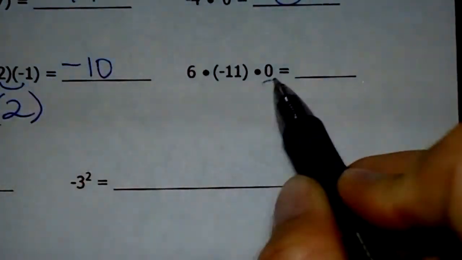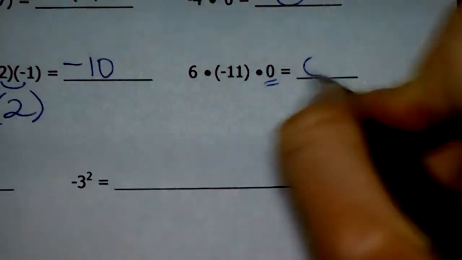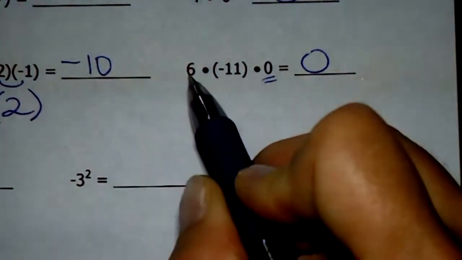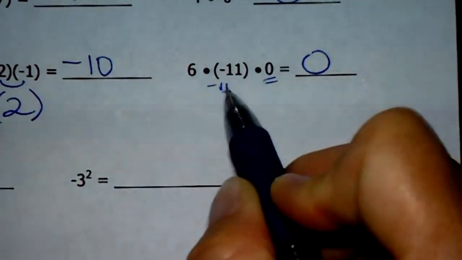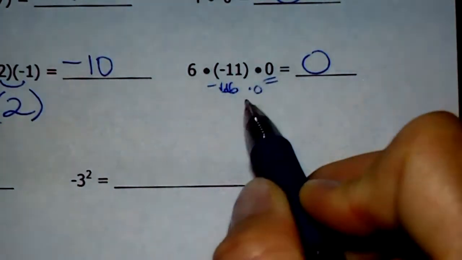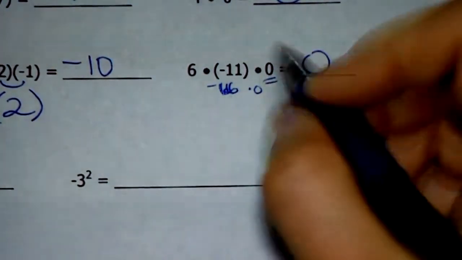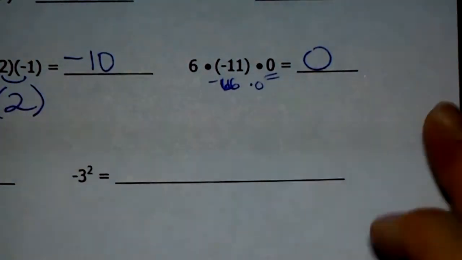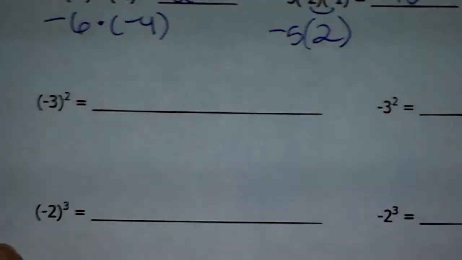Here I see a 0 and it's multiplication, so I know my answer is 0. And again, it's not a negative 0. Maybe you went across and said, well, that's negative 66, and negative 66 times 0, well, positive times negative is a, 0's not positive, it's nothing. So just plain old 0, please. All right, so hopefully that's okay, and got that down.